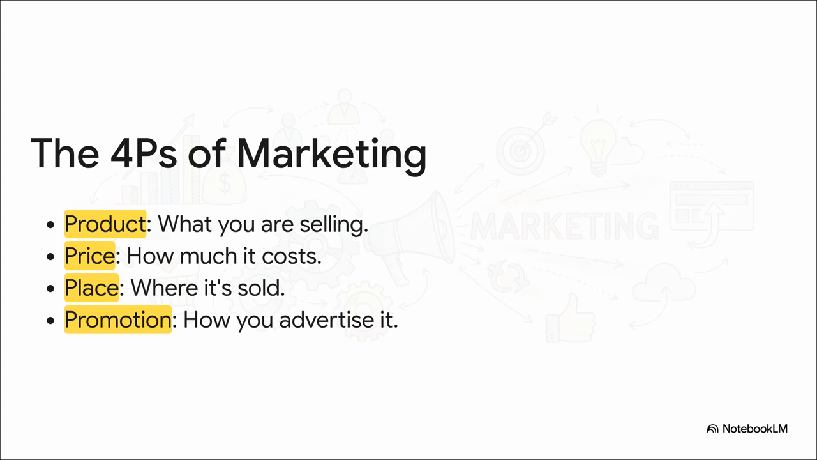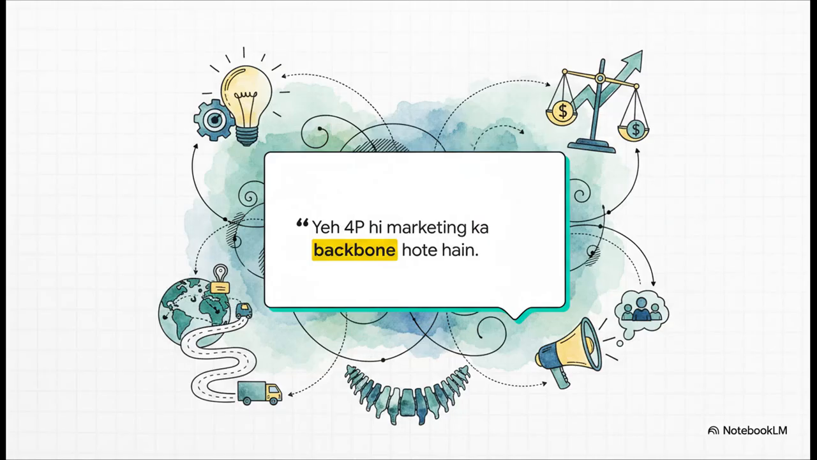A marketing manager's entire job revolves around making the right decisions for these 4 things. You have to get the right product at the right price, in the right place, with the right promotion to reach your customer. It's all about that perfect combination. And you have to remember this. It doesn't matter what the product is, big or small, its success depends entirely on getting that mix of 4 Ps just right.